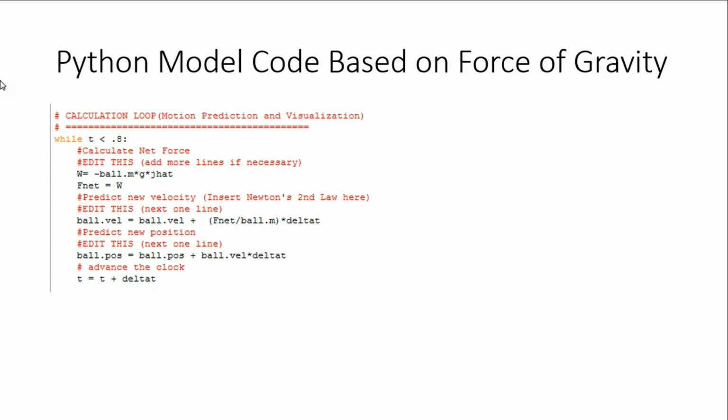Then I said while t is less than 0.8 seconds, which is the time at which the ball hits the floor, weight is equal to the negative mass of the ball times gravitational acceleration times the j hat vector, meaning that weight is acting only down in the y direction, and net force is equal to weight. Then, to predict the new velocity, I said the velocity of the ball equals the initial velocity of the ball plus F net over the mass of the ball times delta t. As this runs, it calculates it, and I did the same thing with position.